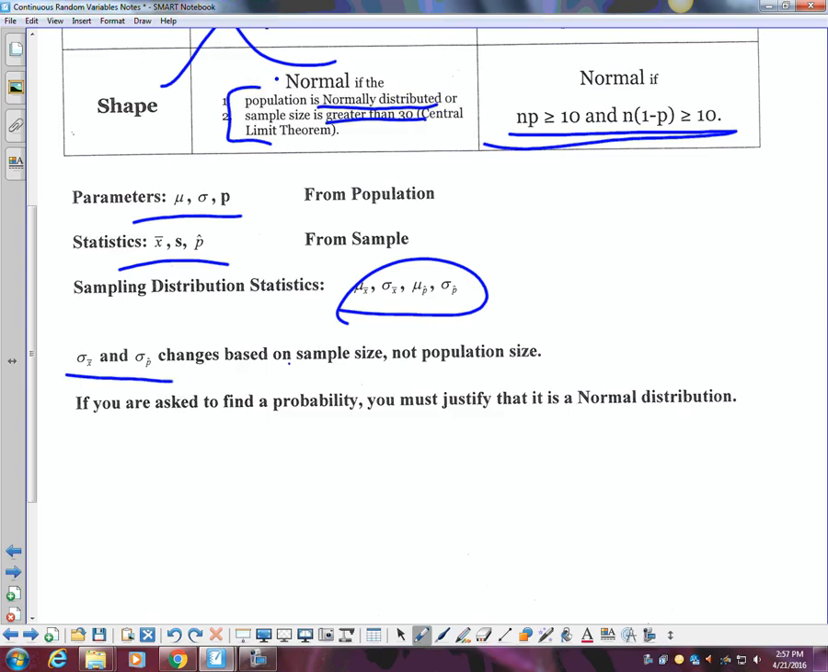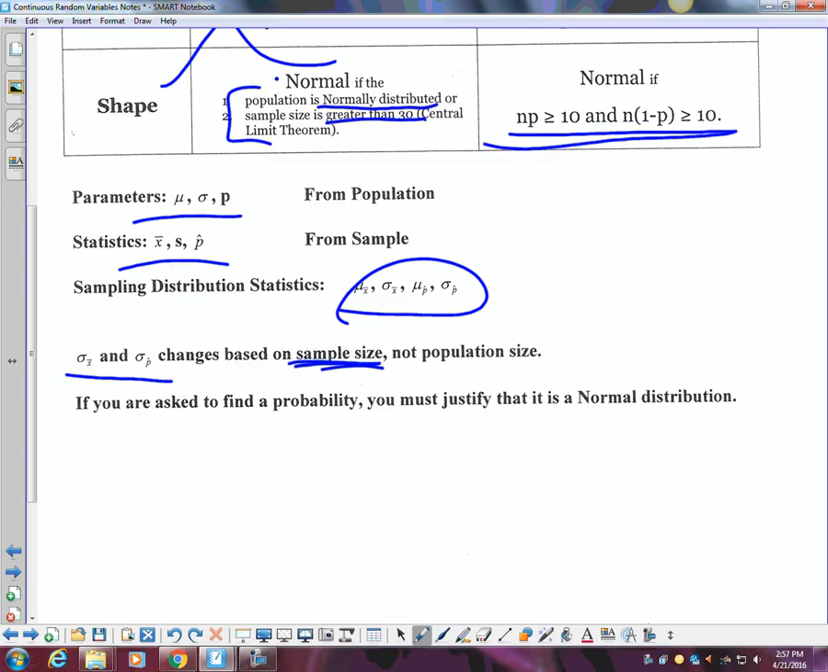Change based on, oh, this was a great multiple choice question. Your standard deviation changes based on your sample size, not your population size. Why? Look at the top back of your formula sheet. What information goes into that formula? Sample size. Look at your n. Does that formula have anything to do with the population size?